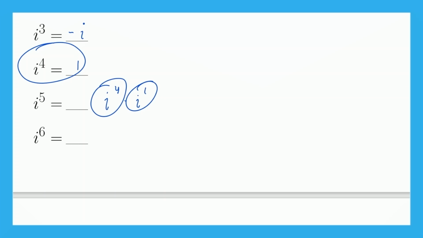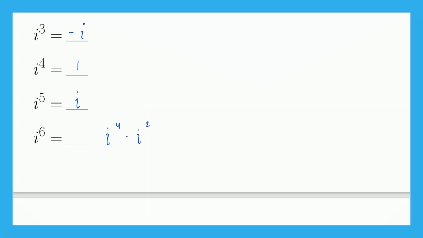So i to the 5th simplified is i. Okay, there it is. Now, i to the 6th is like saying, there's a number of ways you could think about this. You could think of it as i squared times i squared times i squared, or you could think of it as i to the 4th times i squared. So what is i to the 4th? i to the 4th is 1, as we talked about.